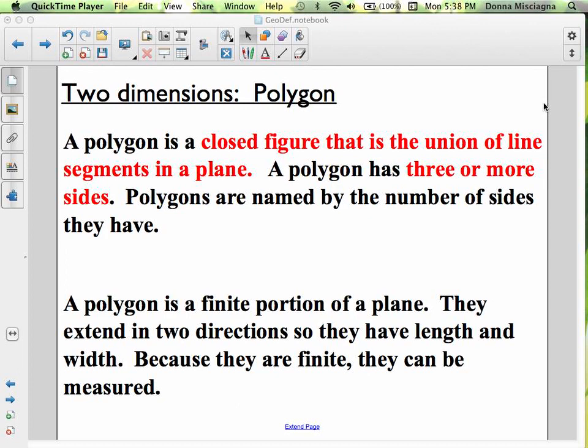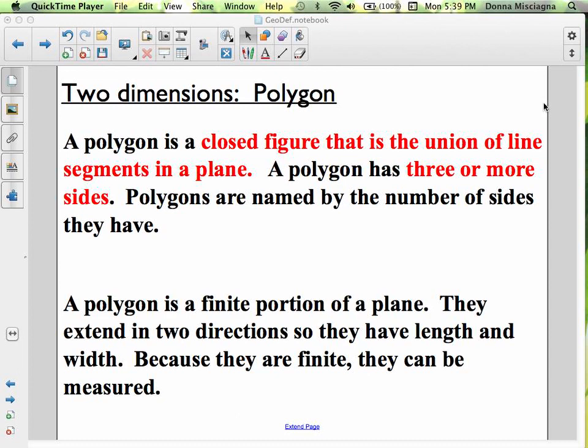Right, so let's look at some more geometric terms. We're getting near the end here. So we're going to be talking about some two-dimensional geometric terms, and the first one is a polygon. Right, so for your definition, I'd like you to write in the red words.